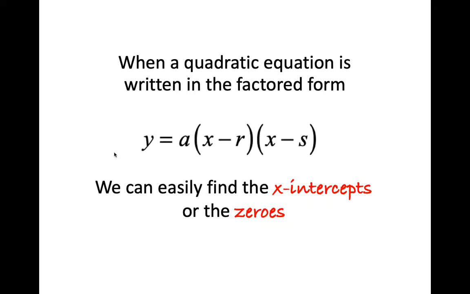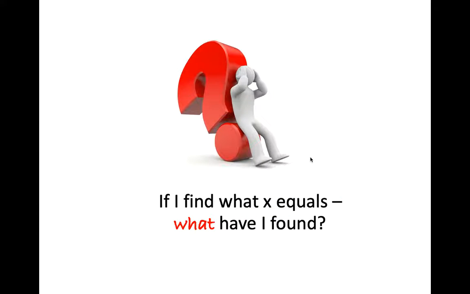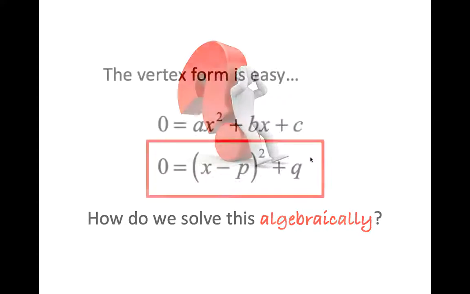We also learned that when a quadratic equation is written in the factored form, so when it's been broken down into the tiny pieces that multiply back to equal the original, we can easily find the x-intercepts, or the zeros. In this case, the x-intercepts would be x equal to r and x equal to s. Now remember, if I do find what x equals, I have found the x-intercepts. So the question is then, how do we actually solve this algebraically?